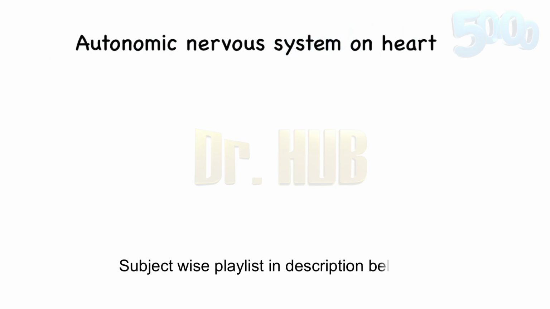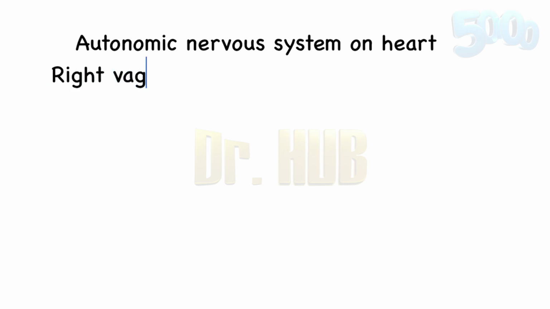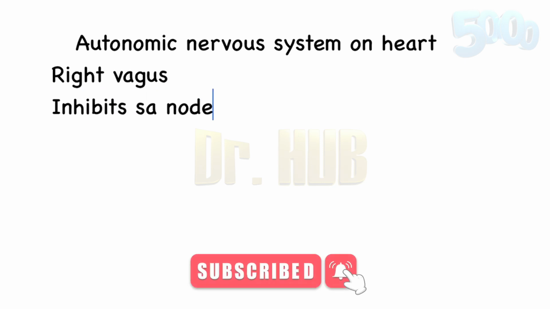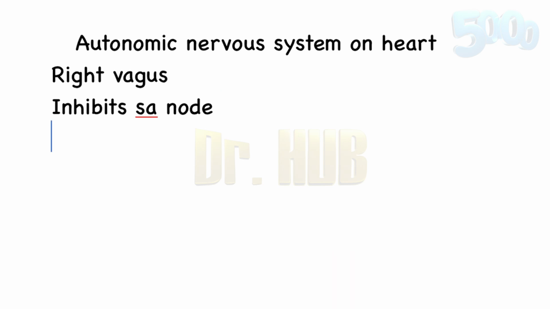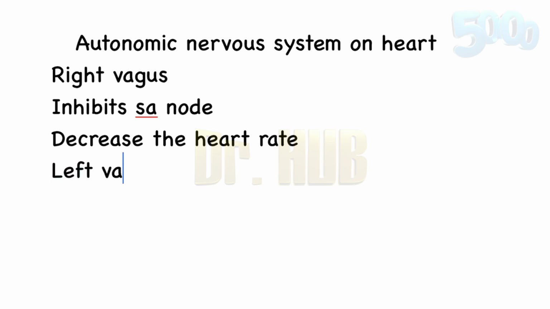Now let's look into the autonomic nervous system, and this is on the heart. Now the ANS, that is the right vagus. So what is the effect of the right vagus? The right vagus inhibits the SA node, and then it decreases the heart rate. So when the SA node is inhibited, it decreases the heart rate.